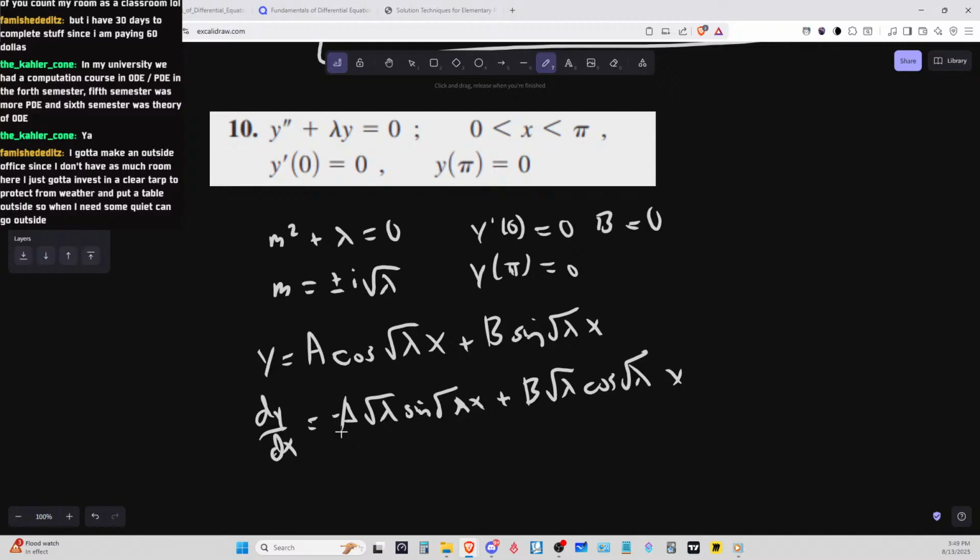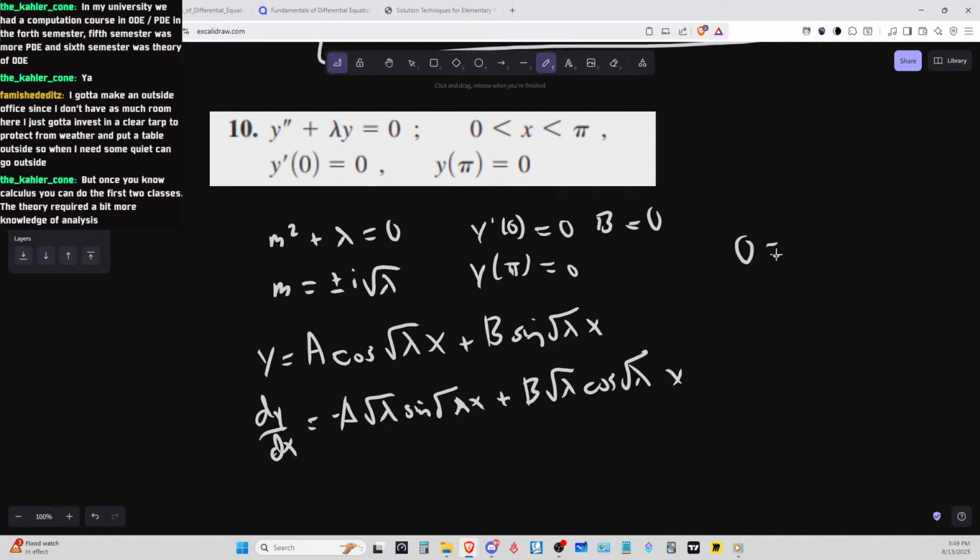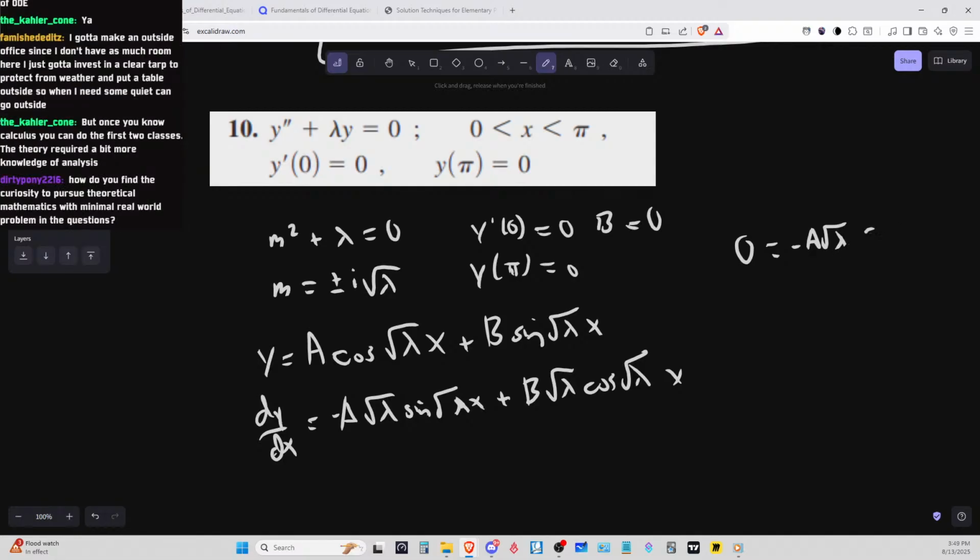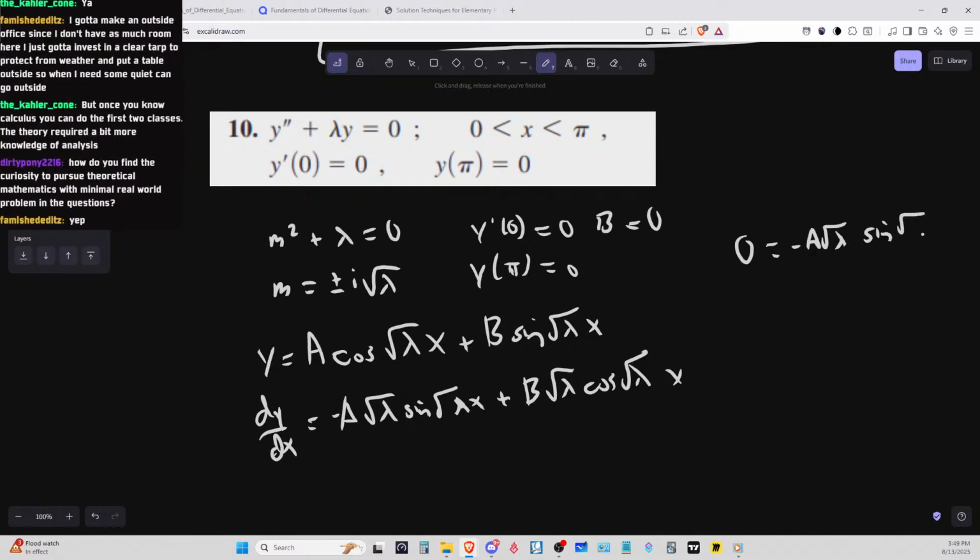So this will be 0, and then we have 0 equals sine of theta x.